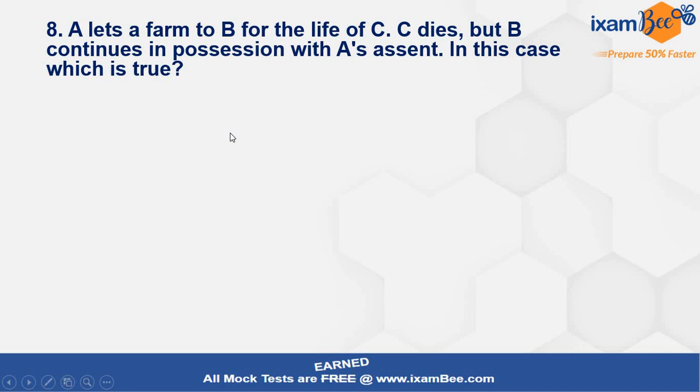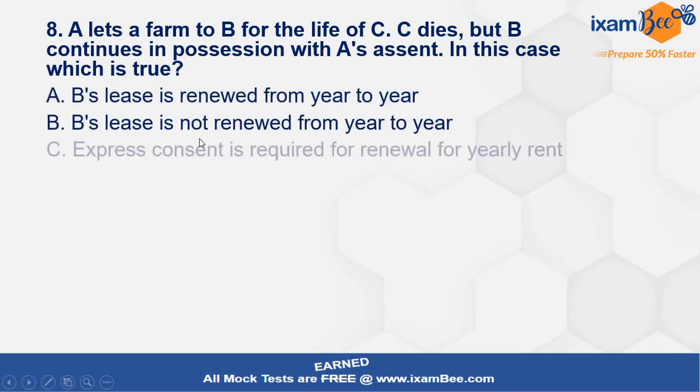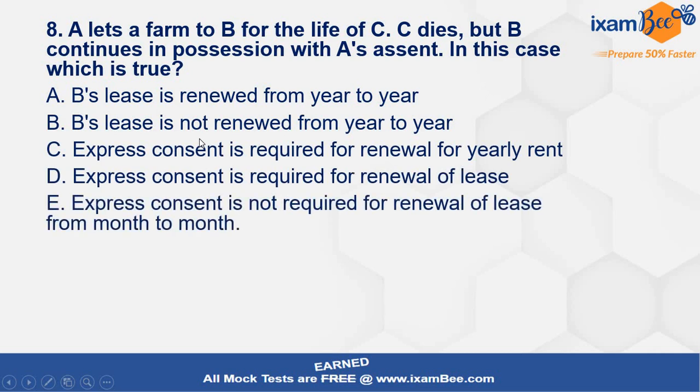A lets a farm to B for the life of C. C dies, but B continues in possession with A's assent. So in this case, which of the following is true? This is an illustration based question directly picked from the section. In this case, which of the following options will be true? That is what is asked.